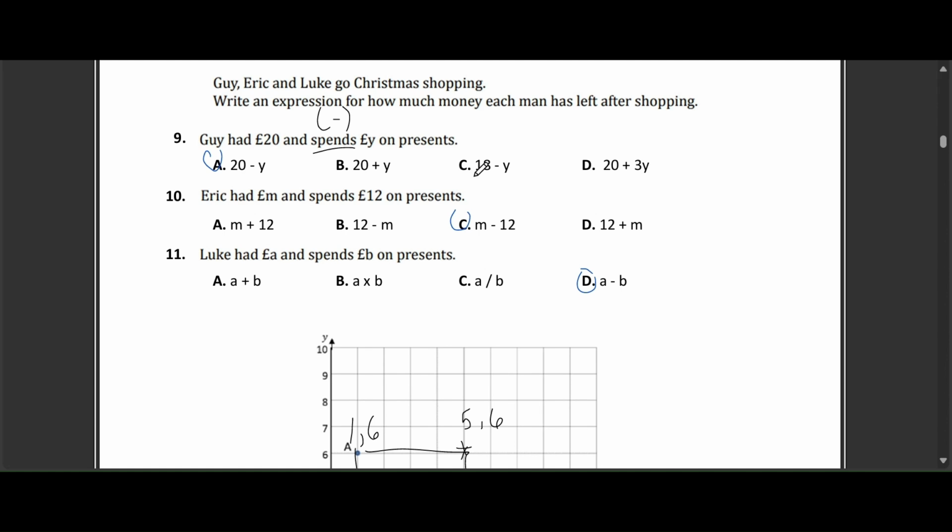C says 18Y. Where did 18 come from? He started with 20. D says 20 plus 3Y. That's adding to his money and multiplying Y for no reason. So the correct answer is A, 20 minus Y. We subtract what he spends.